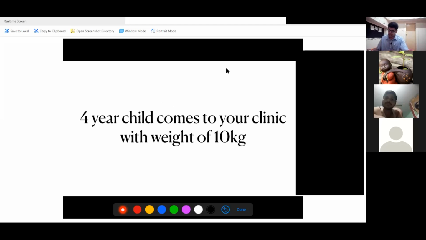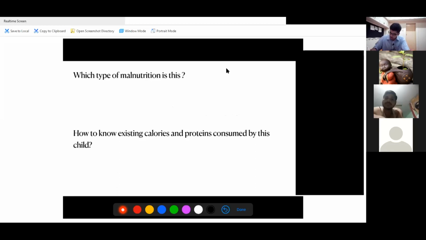So again, a 4-year-old child comes to a clinic with a weight of 10 kilo. In the full seminar I've told you about this same child, 4-year-old. Now we'll take the example. So which type of malnutrition is this? He's 10 kilo. What is below 80? 12.8. So 12.8 kilo was the 80%. So 10 kilo is below 80%, but above 60%. What was the 60%? I think it was 9.8 or something. So 10 kilo is between 60 to 80%.